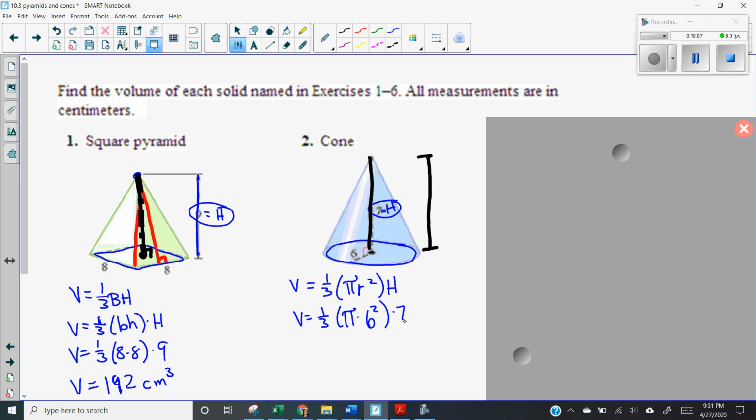The height of the whole thing is 7. If you would like to have it as an exact value, great. That's 84 pi cubic centimeters. If you prefer the decimal, that's okay with me too. It's about 263.9 cubic centimeters.